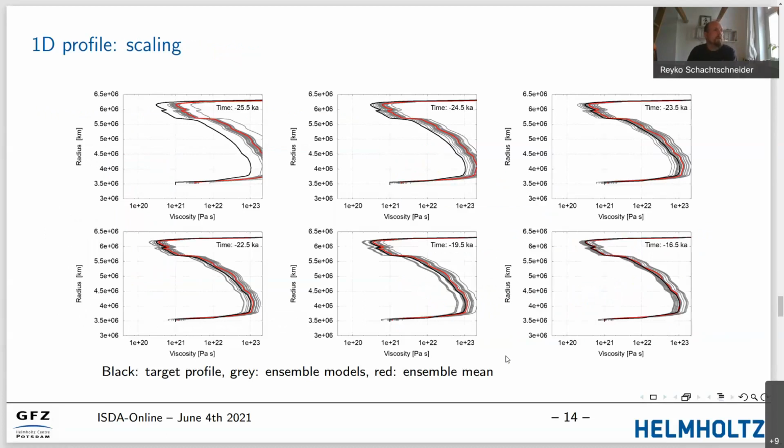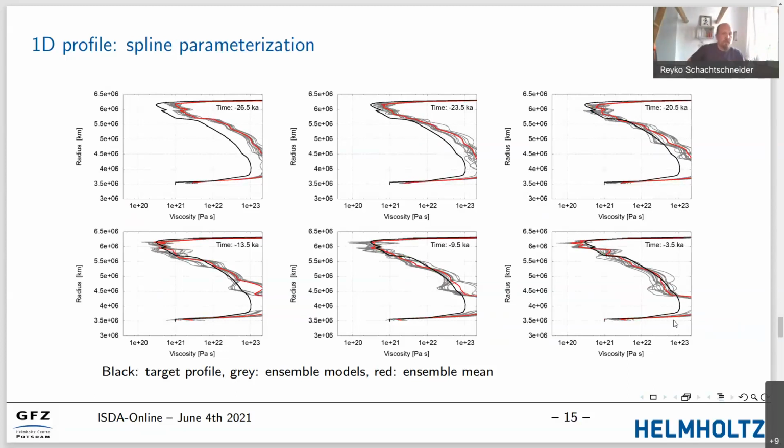Here's the first case where the profiles of the ensemble are only scaled in this log-lin plot, where the viscosity is on the x-axis, the radius of the Earth is on the y-axis. So here's the surface, here's the core mantle boundary. This corresponds to a horizontal shift. And you see that this is the initial ensemble, that after some time steps, this ensemble moves towards the black profile, and after some time the red mean matches the target viscosities.